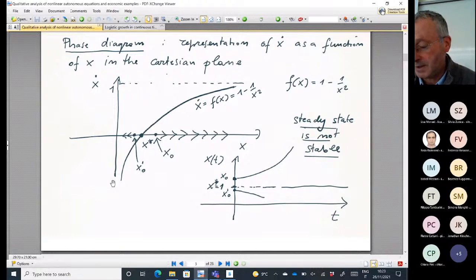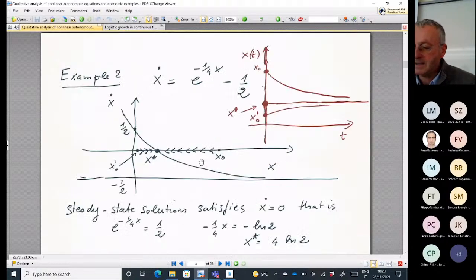So basically, if it is increasing, let's limit our consideration to monotonic functions, okay? If it is increasing, the steady state will be unstable, if it exists. If it is decreasing, our steady state will be stable. So this is the main insight from the graphical analysis.